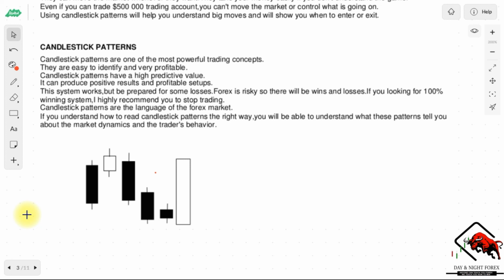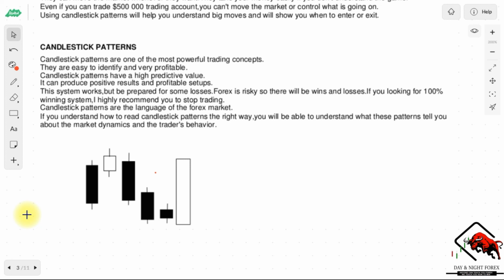Forex is risky, so there will be wins and losses. If you're looking for a 100% winning system, I highly recommend that you stop trading. Even the biggest traders still lose money. They still have some losing trades here and there, but your aim should be to have a risk reward of at least 3:1. Meaning that you have a maximum of 1 loss for every 3 winning trades.